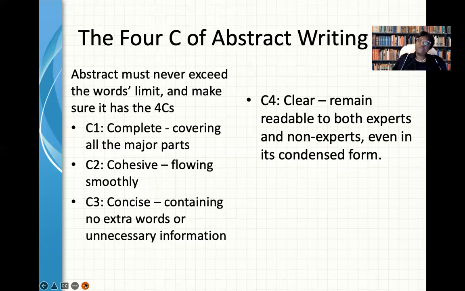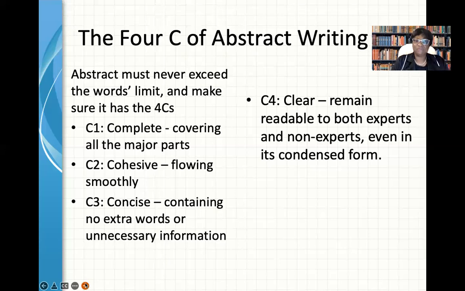And I want to go over it again because I want you to know this. This is very important. Your abstract must be complete, covering all your major parts, like the problem or the purpose of the abstract, like the methodology you have used to gather your primary or secondary data, like the results or your findings, and your conclusion and recommendations, if they be. That is complete, all the major parts.